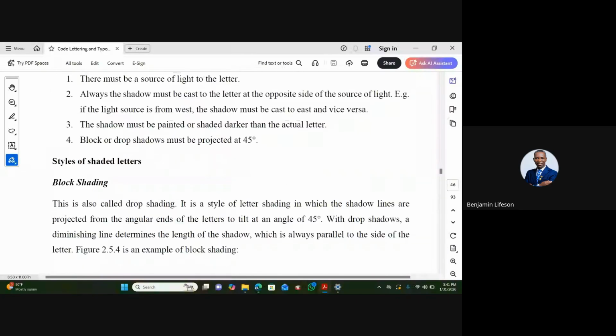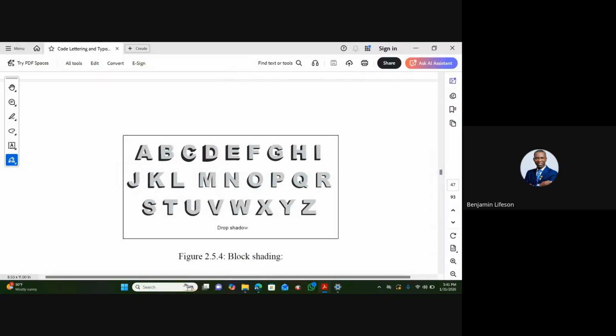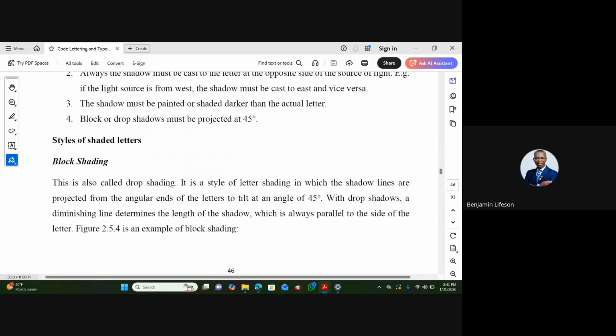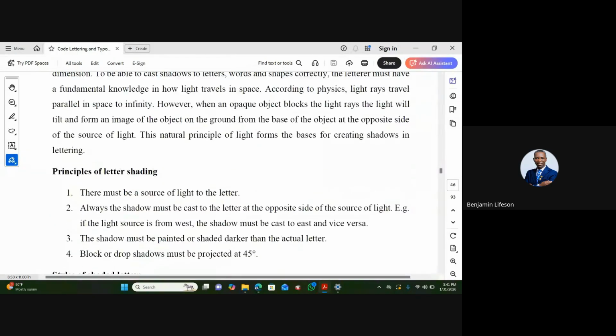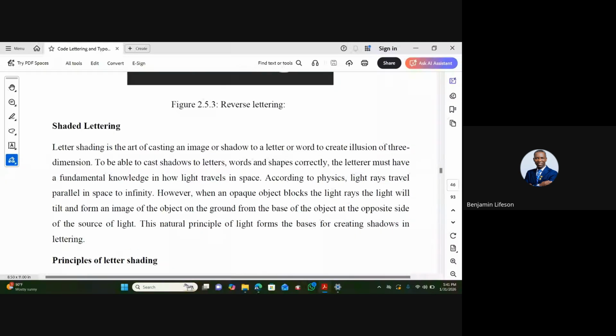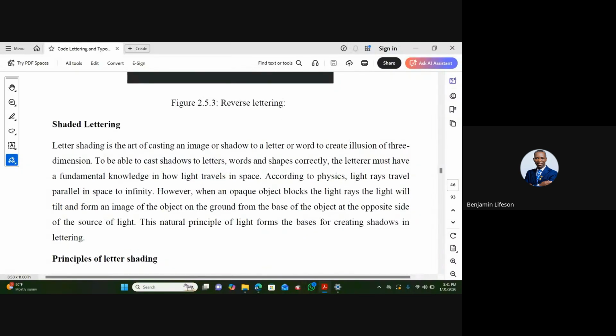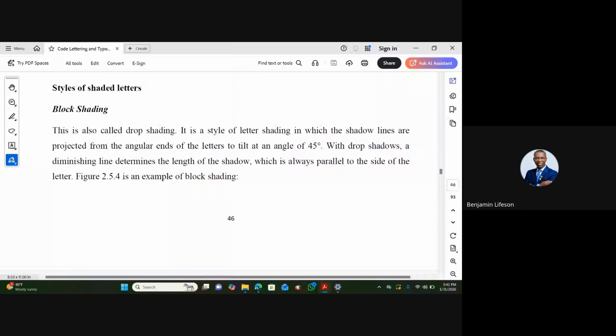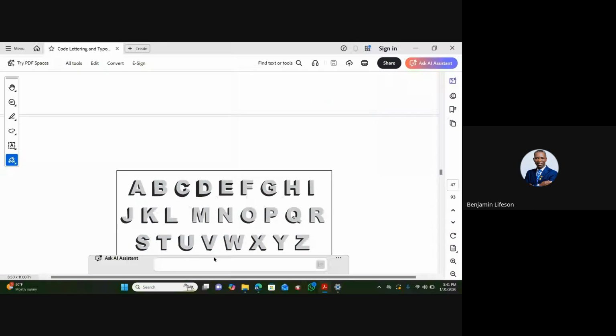Shaded. So let's see, this is the shaded one. Letter shading is the art of casting an image or shadow to a letter or word to create the illusion of three-dimensionality. So this is an example of three-dimensional.